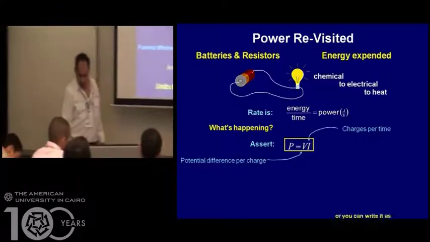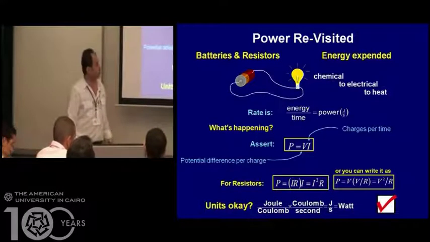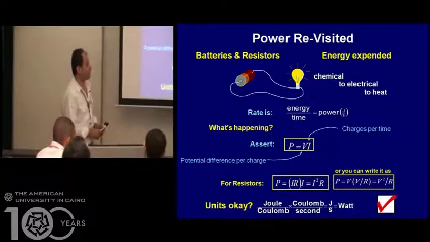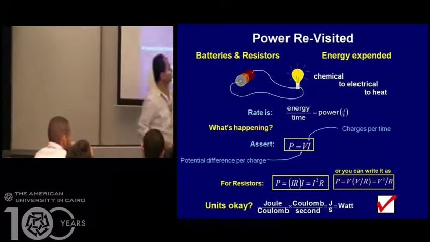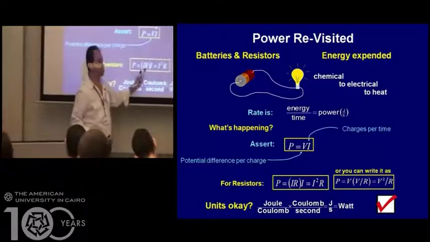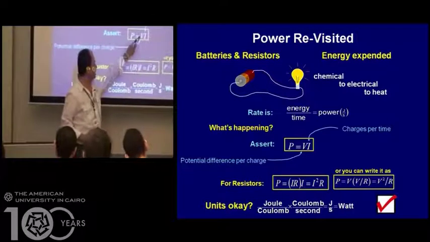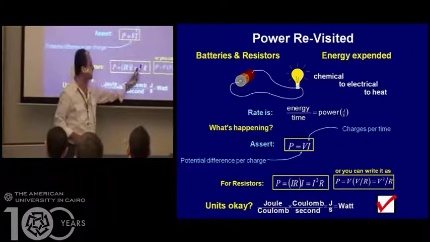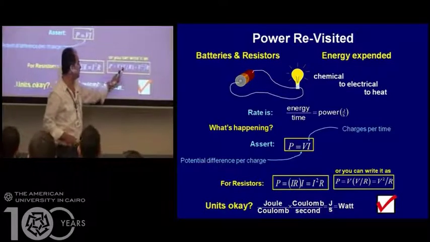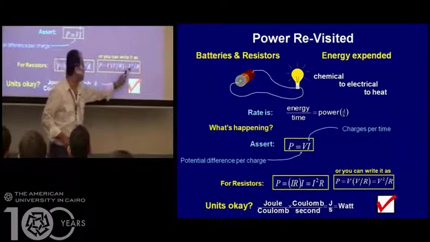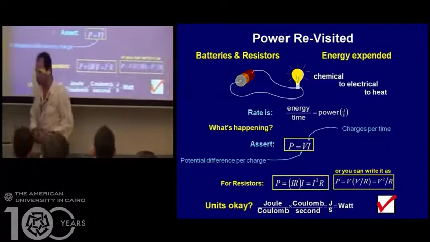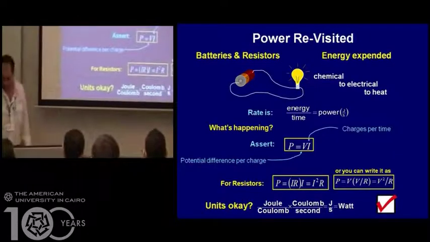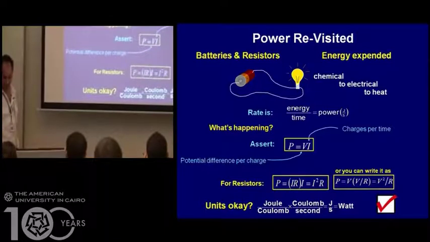Now, we have other formulas for the power. Power equals IV. If you use Ohm's law, replacing V, the potential, by IR, then the power is given by I squared R, or the power can be given as V squared over R. Those are the three formulas for the power that we have studied before.